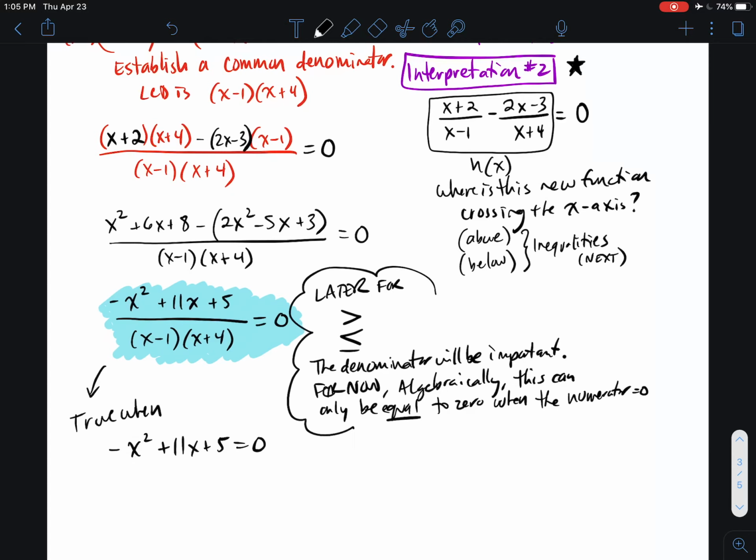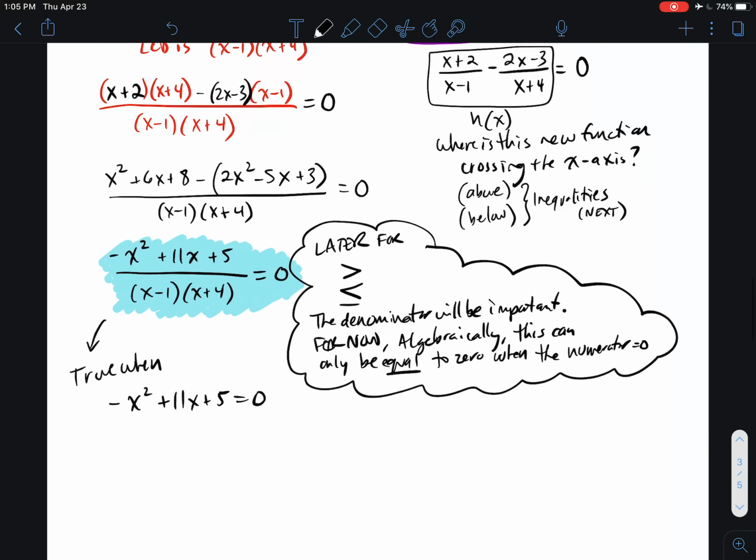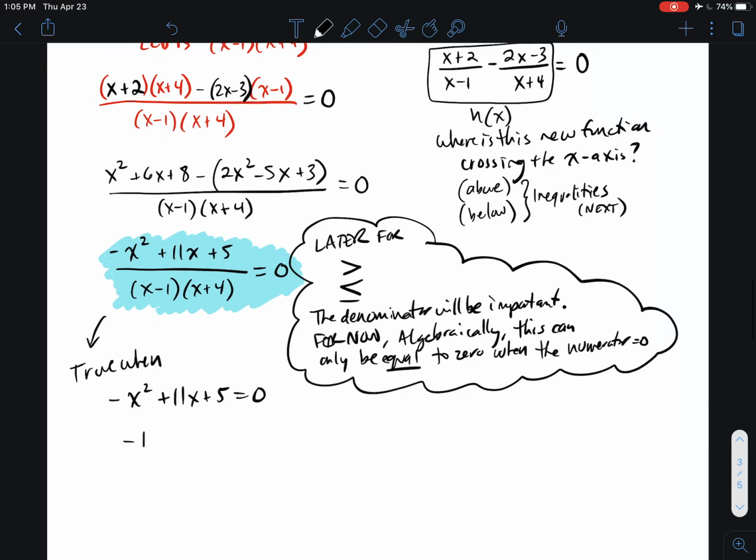I just want to put this in a cloud because this is really important for when we get to inequalities. So now I just have a quadratic equation that I can solve. Strategies I have to solve a quadratic equation are I could factor, I could use polynomial division if it was a higher degree, or I could just use the quadratic formula. So here it doesn't look like it's factorable, so I'm going to use the quadratic formula.